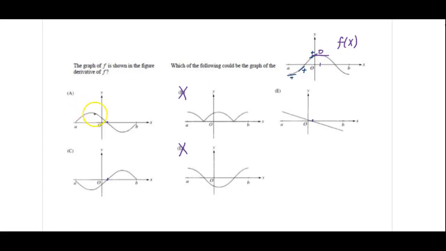So let's look at A. Well, A to the left of this 0 is above the x-axis, so that's still a contender. But C is below the x-axis, so C is out. And if I look at E, well, E is above the x-axis, or E is positive, to the left of that 0 location where I had a horizontal tangent line. So now it's between A and E.